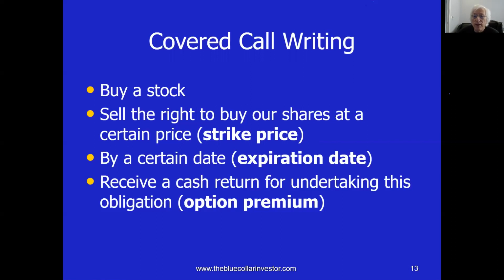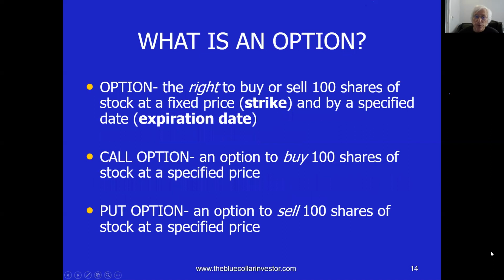Now, when we sell that option, we are undertaking an obligation, and for that, we are paid a cash premium. So when we go on our computer and buy the stock and then sell the option, that cash is generated into our brokerage account within seconds. And that cash premium is known as the option premium.